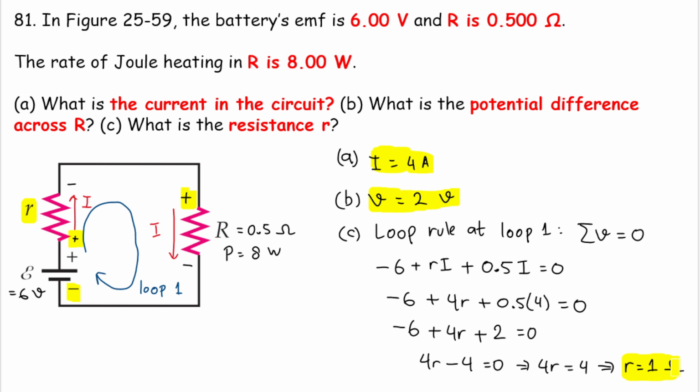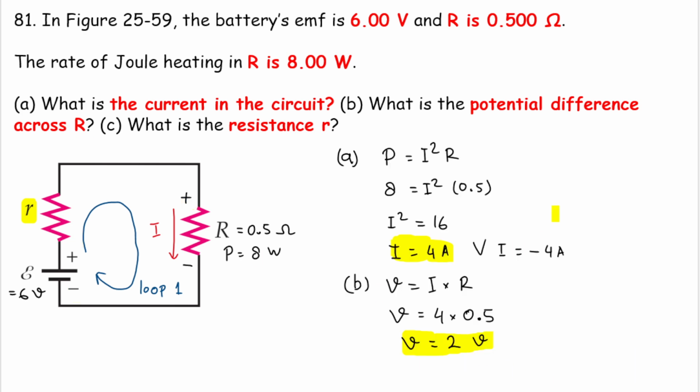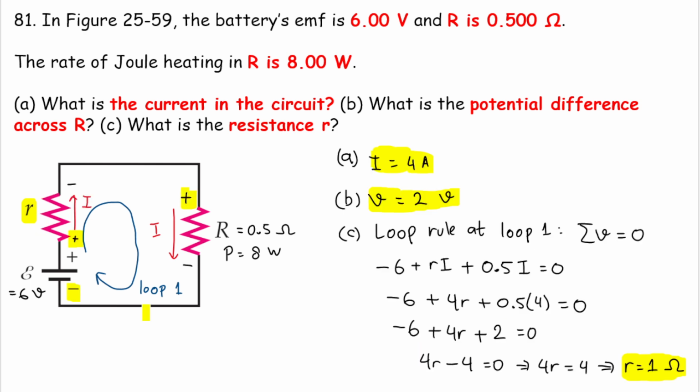And I think that's all for this problem. By the way, you can check that this minus 4 A will be wrong. Why? Because you will have a negative value of small r. You can check it by yourself. So here the answer is I is 4 ampere, V is 2 volt, and R is 1 ohm. And I think that's all for the problem.